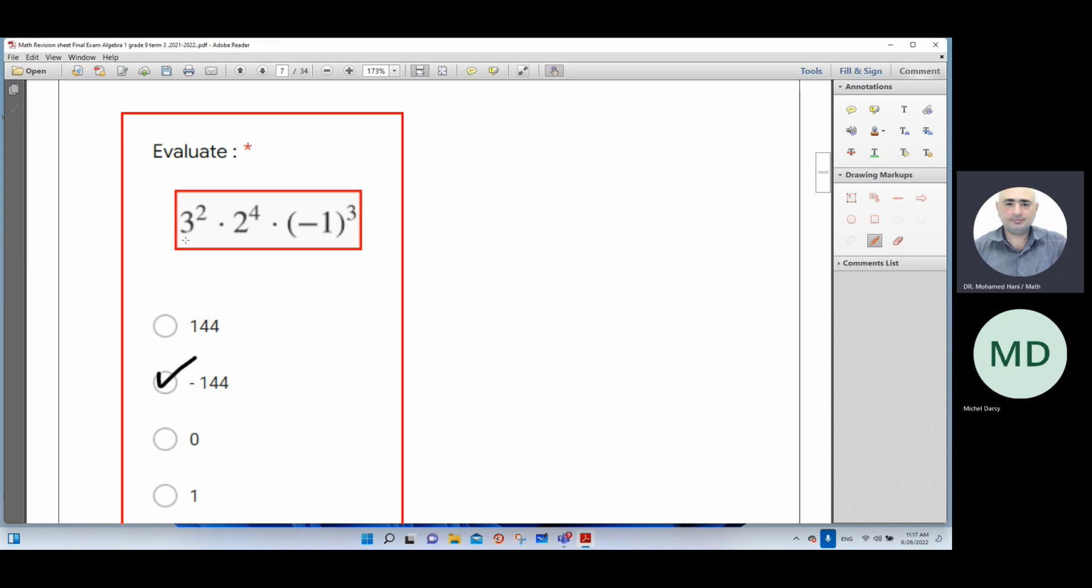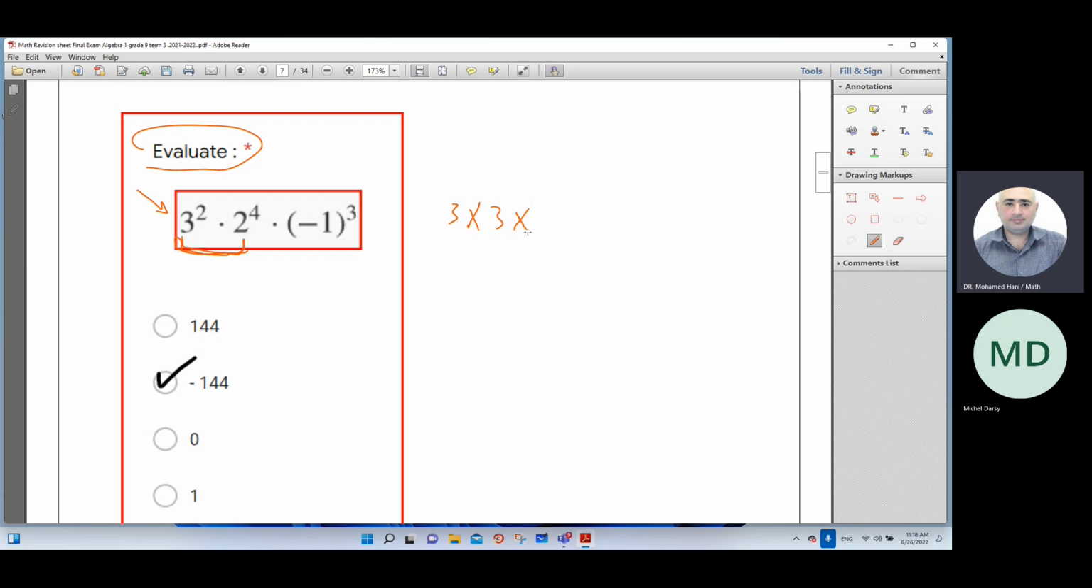Always remember, when you have different bases in the powers, we cannot use the rule here. Here we want to use the definition of the exponent. So in this case, to evaluate means to find the value. We can find the value of 3 to the power 2. 3 to the power 2 means 3 times 3.